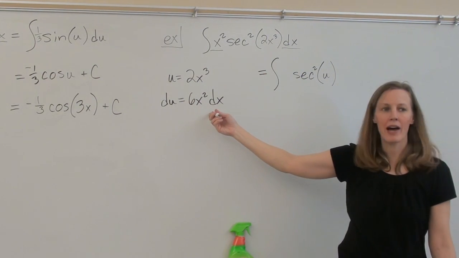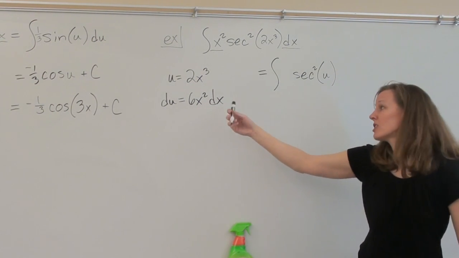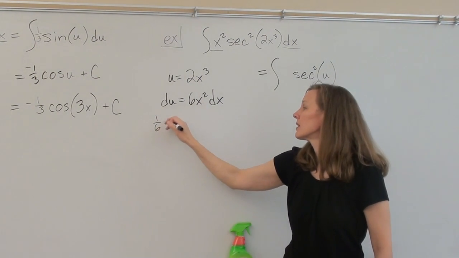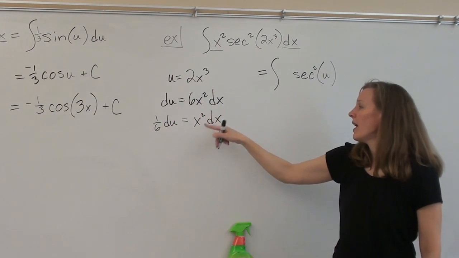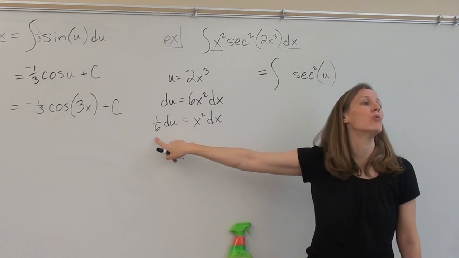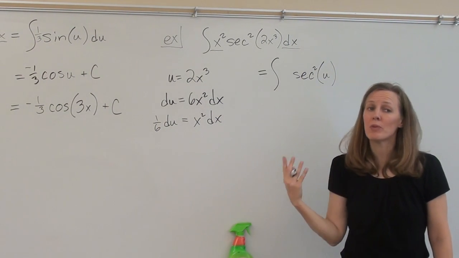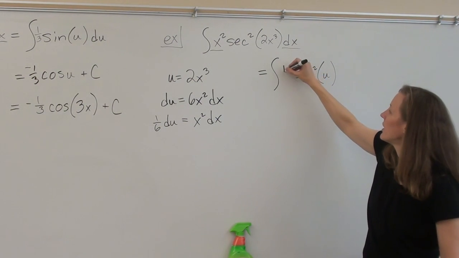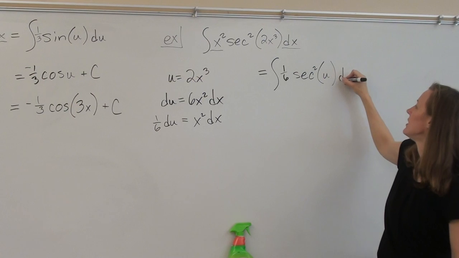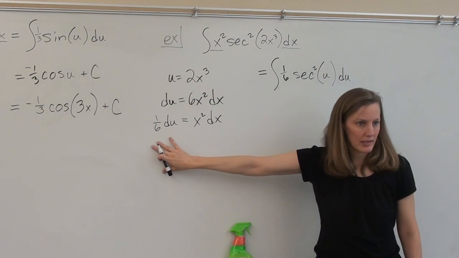So I look at what I've got and I say, well I have 6x squared dx. I could just divide both sides by 6. And now, hey, look at that. X squared dx is equal to 1/6 du. So I'm going to replace my x squared dx with 1/6 du because this equals this.